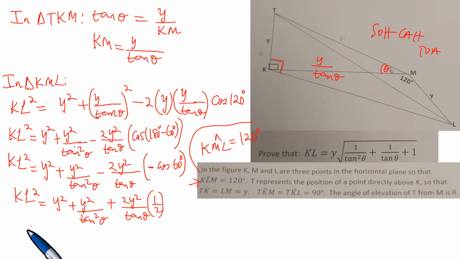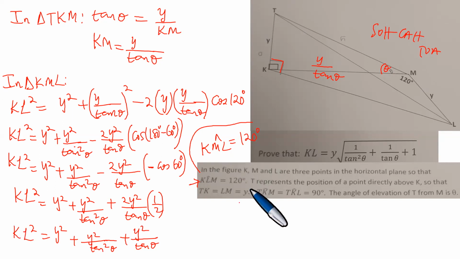Right, from this we're able to see that KL squared is the same as y squared plus y squared divided by the tangent squared of theta plus now you have y squared divided by the tangent of theta. Okay, so out of this we continue there. We divide the whiteboard so that we can proceed further to the right-hand side of the board.